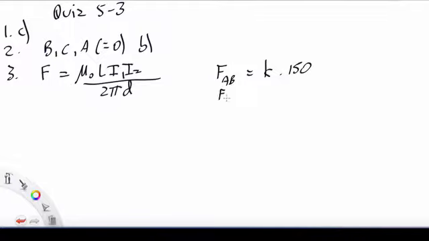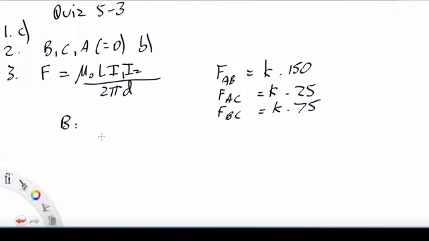The force between A and C is the constant times 25, because we're multiplying their currents and then dividing by the distance. So the distance for AC is twice the distance for AB, and the force of B and C is going to be that constant times 75. So this just gives you relative sizes of the three forces.